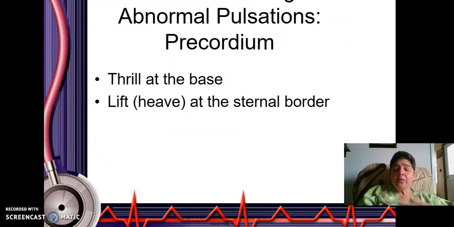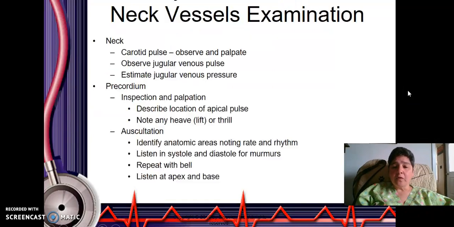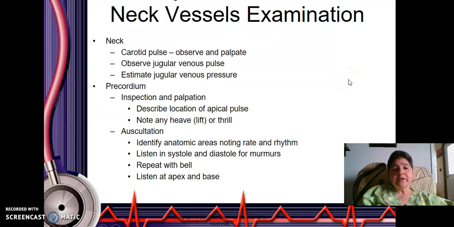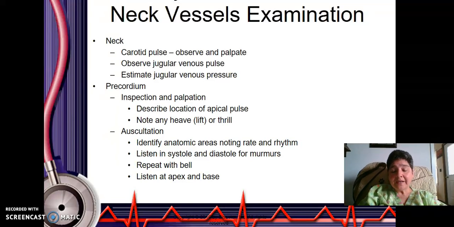So we talked about thrill, we talked about a lift or a heave. Those are some of the abnormal pulsations that you might find over the precordium. And this is just a little checklist going over everything. It was a lot to take in, but it really boils down to looking at this, and these are the things that you are going to do when you assess your patients.